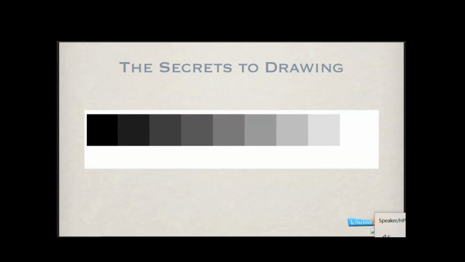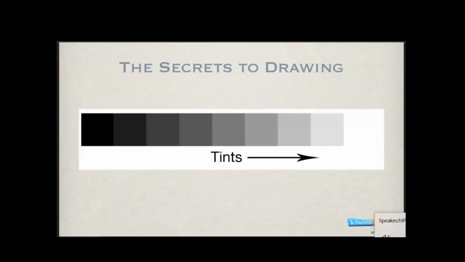Let's begin by looking at a tool to help us create accurate value. This is called a value scale, and it represents 9 different values, from the darkest darks to the lightest lights. You see, we see in a full range of value. Everything we see has the darkest darks and the lightest lights. The lightest lights on the value scale are called tints. Tints are the lighter values that we see.